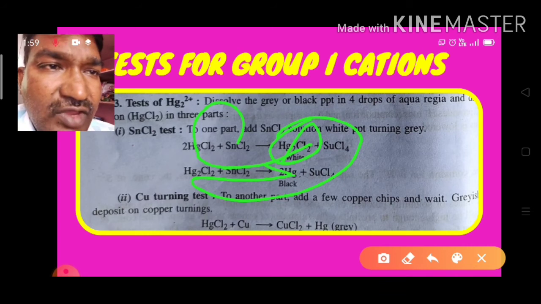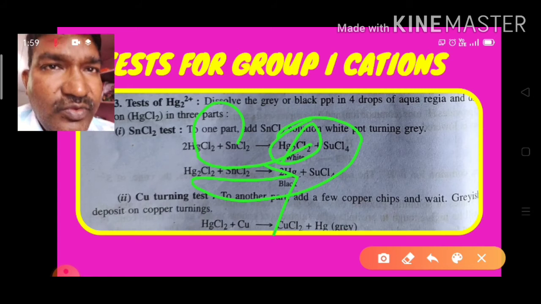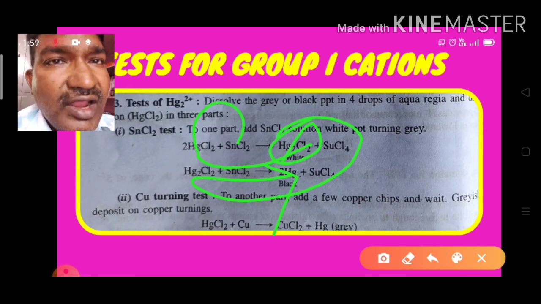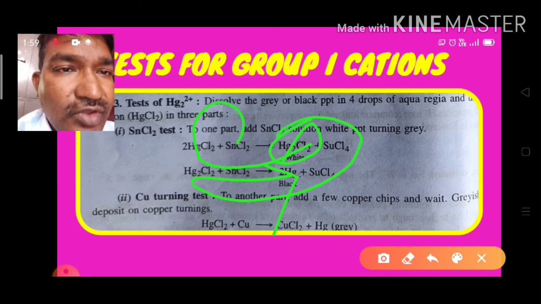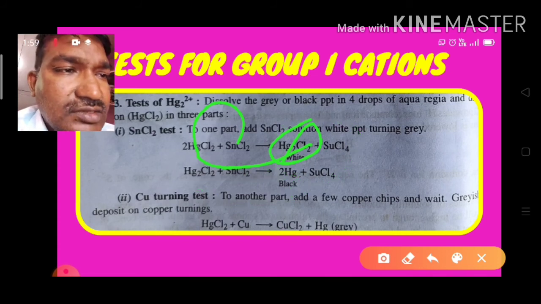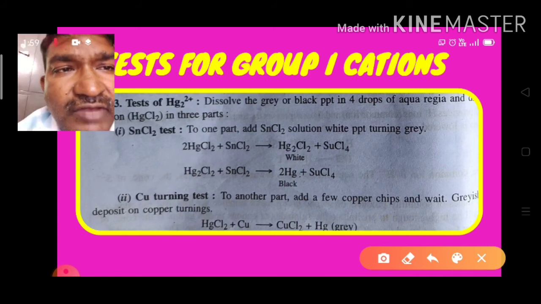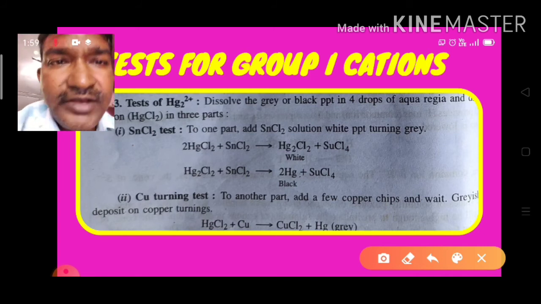And then this mercurous chloride is further reduced to mercury. Here we get the mercury in the form of black color mercury. Here we don't get silver-like mercury, we get black color mercury. And here we have to remember that the color of a substance depends on the size of the particles present in it. So here we get the mercury in black color.